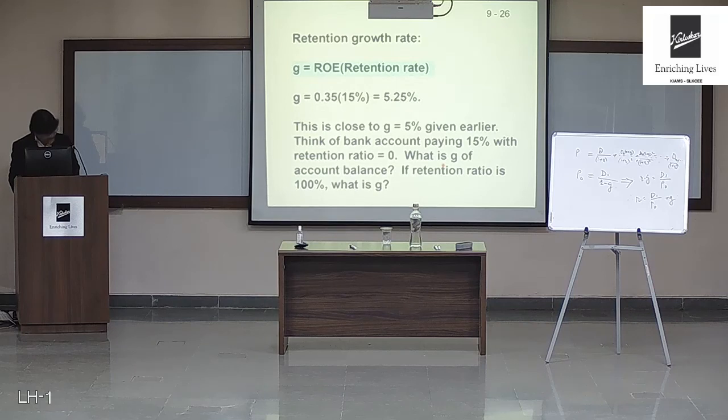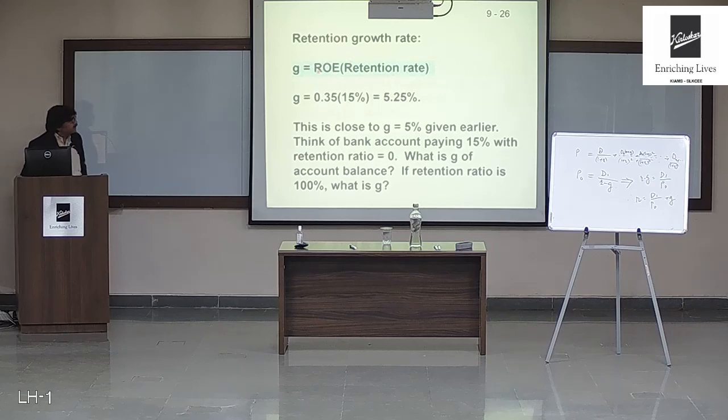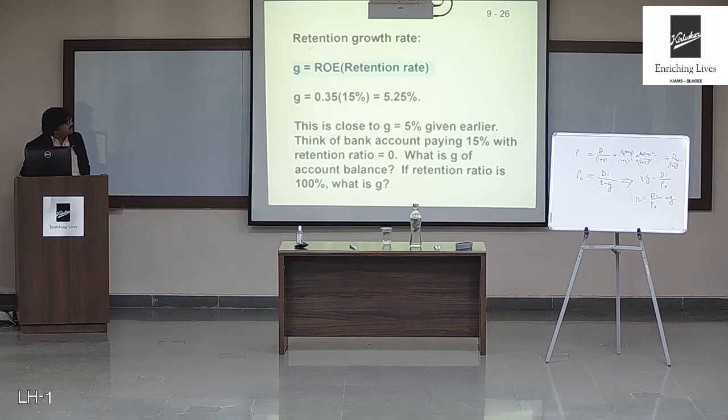In case the growth is not given, then you can use this equation to calculate the growth: return on earnings of the company multiplied by the retention rate. The retention rate is the amount retained by the company from its cash flows, and the return generated on those cash flows should be the growth of the company. That's how one can calculate the retention growth of the company.